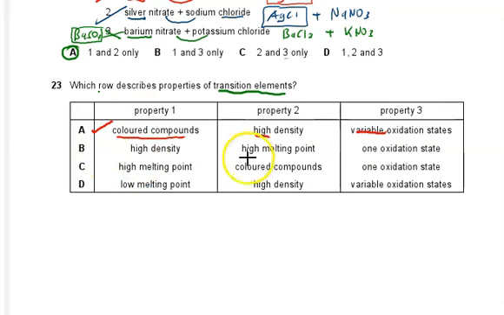B, high density, high melting point, and 1 oxidation state. No, because transition elements have variable oxidation states. So both of these are not acceptable. And look at here, low melting point. This is wrong, because transition elements have a high melting point. So your best answer here will be A. Alright, so this is for question number 23.